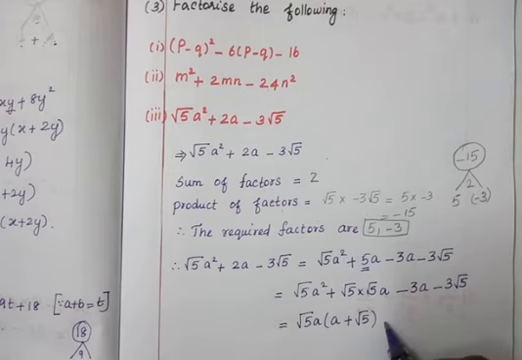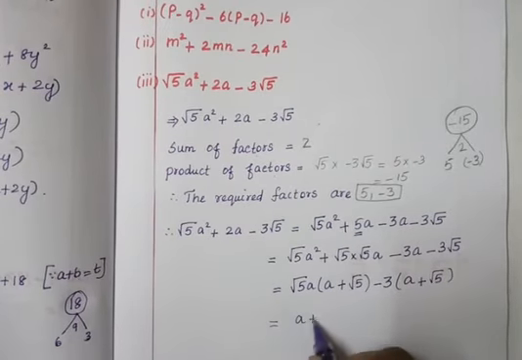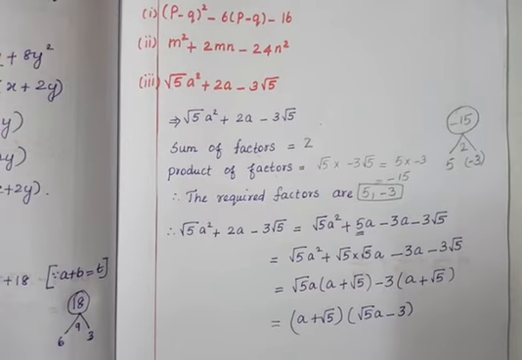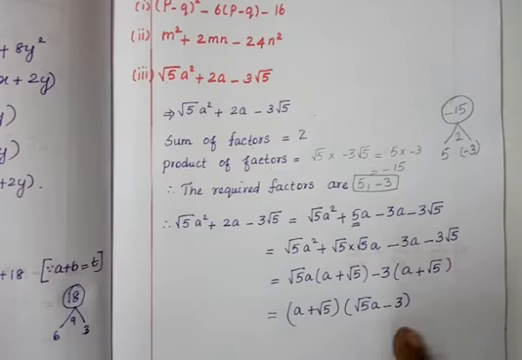Now here common factor is minus 3, therefore a plus root 5. Now a plus root 5 is common to both the factors, so a plus root 5 into root 5a minus 3. So root 5a square plus 2a minus 3 root 5 equal to a plus root 5 into root 5a minus 3.